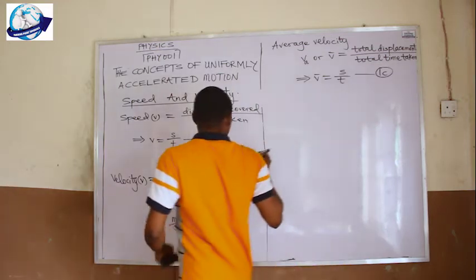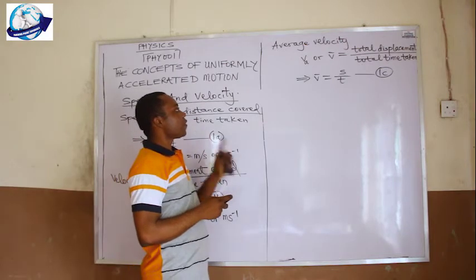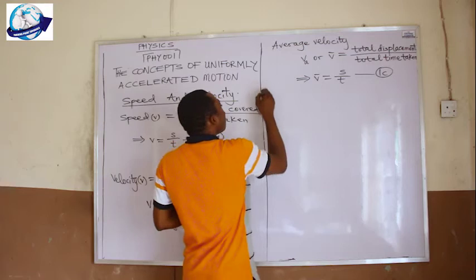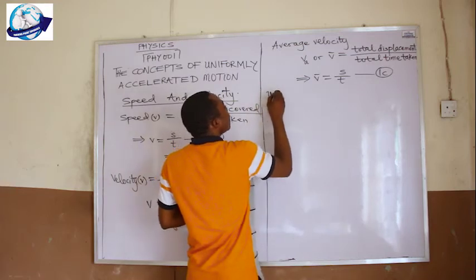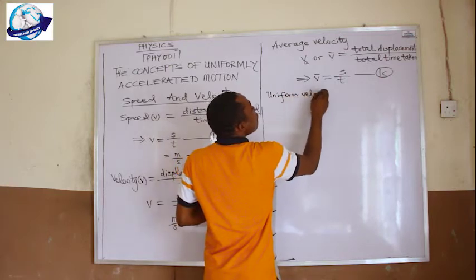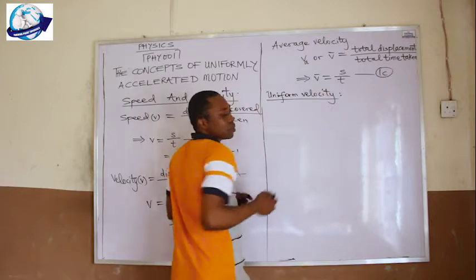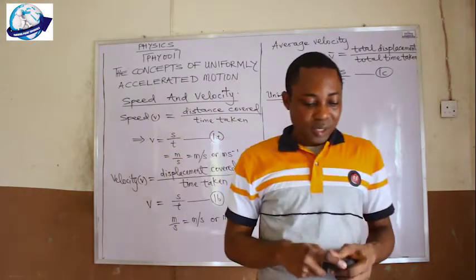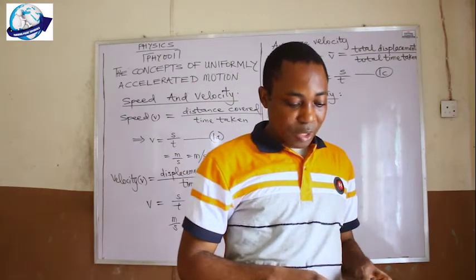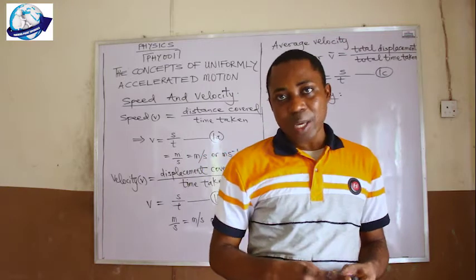Alright, let's move ahead to the next aspect. We have talked about the aspect of average velocity, then we want to go to the aspect of uniform velocity. What is uniform velocity? Uniform velocity is a motion situation in which a body covers equal displacement in equal time intervals.